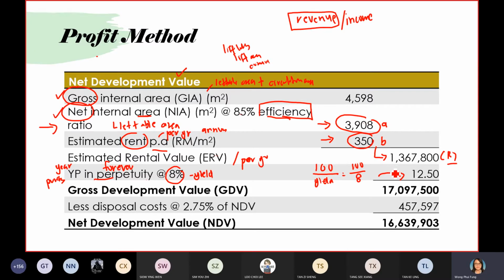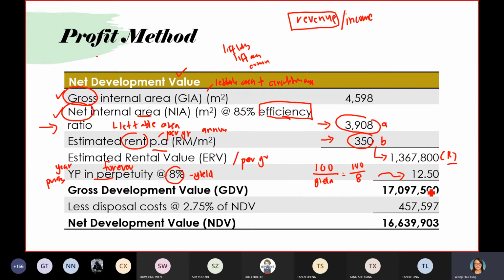So how to determine forever? We use the YP in perpetuity to calculate. So you use 100 divided by yield. So this only applies for commercial property. So you get 12.5 already.